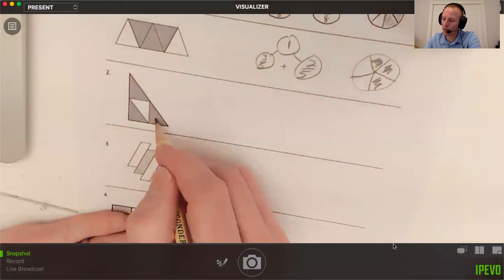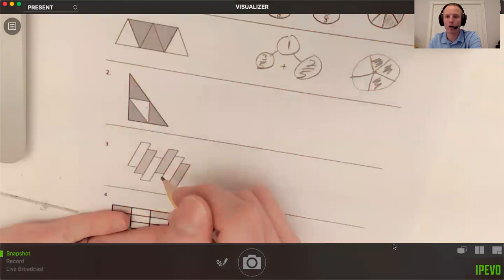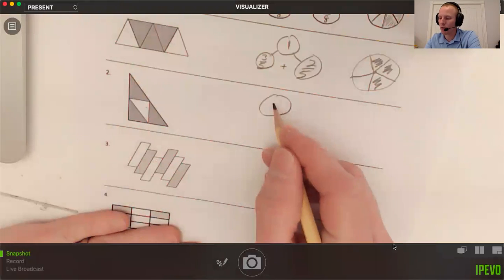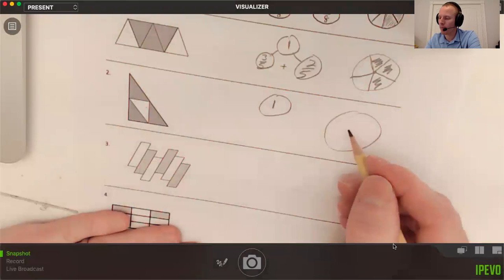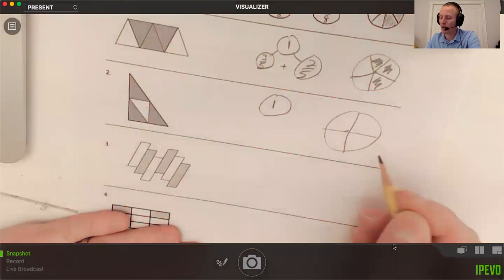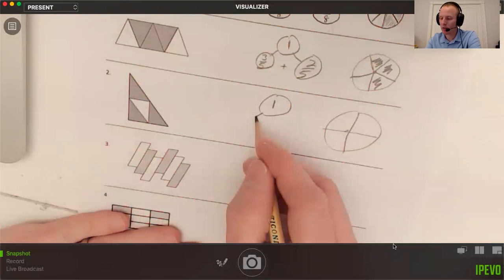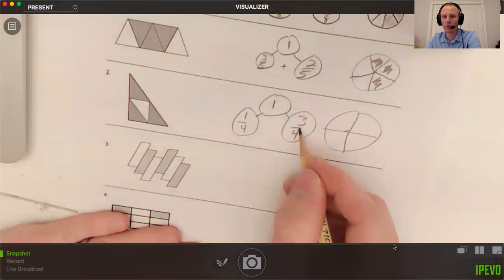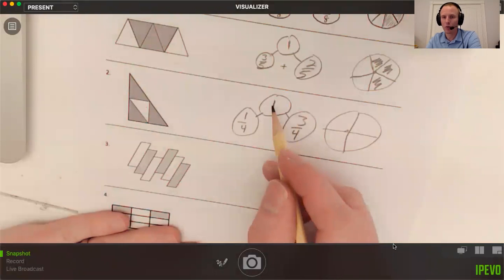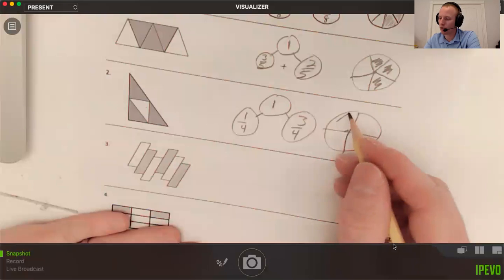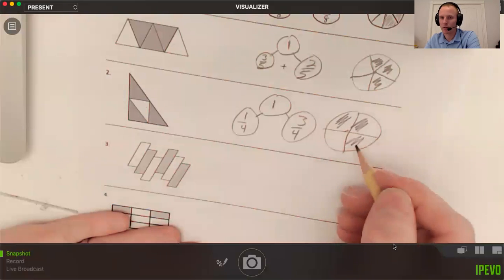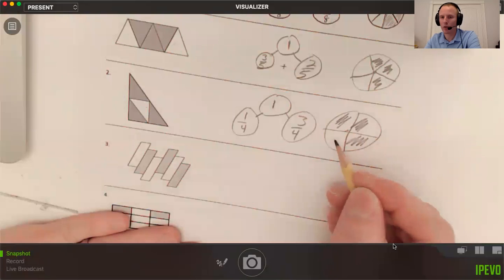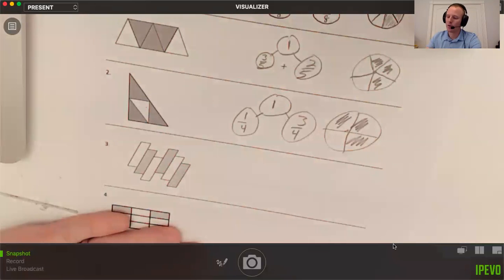This time you'll notice we have 4 smaller triangles within the larger triangle. So I'm going to work up to having one whole. I have 4 parts. 1 out of 4 is unshaded, which leaves 3 out of 4 that are shaded. 3/4 plus 1/4 is 4/4, and 4/4 equals 1. And again, I'll shade in 3 here. So you can see if I take my 3/4 and my 1/4 and add them together, I end up with a whole circle. Moving on.